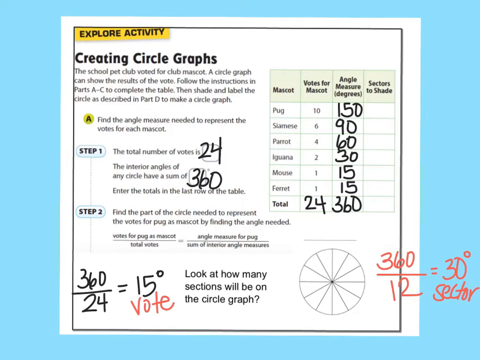Ferret, 1 vote, 15 degrees. Well, I can't shade in a whole sector because that's 30. So this one would get half of a sector. A mouse would get half of a sector. Iguana is 30 degrees, so that's 1 sector. Parrot is 60 degrees, so that's 2 sectors. Siamese is 90 degrees, so that's 3 sectors. And then the pug is 150 degrees, so that would be 5 sectors.